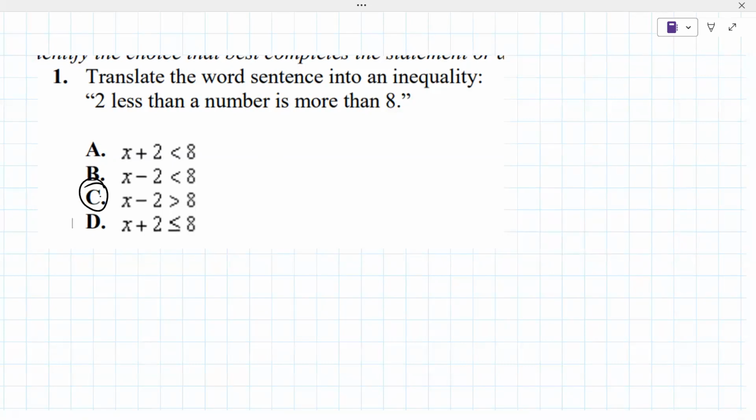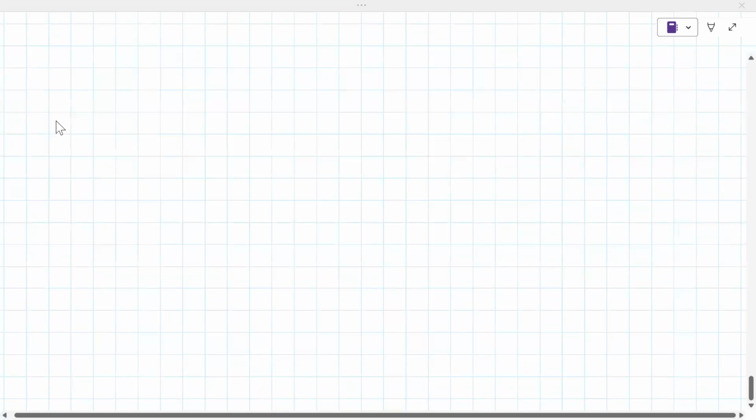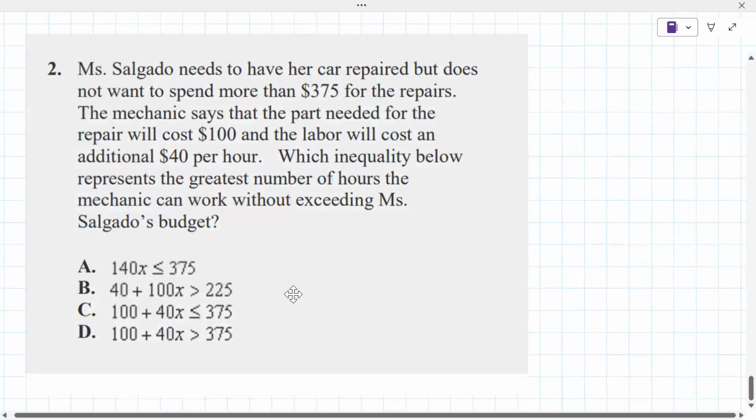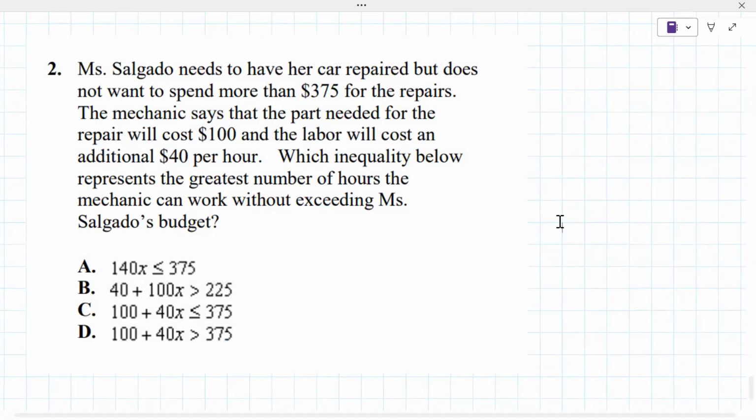Okay, so the next one is a little bit more difficult. It's kind of more of an SAT style question, but it's just the same as the last one. You have to write the inequality. $40x plus 100 is less than or equal to... C again. Which one? C.